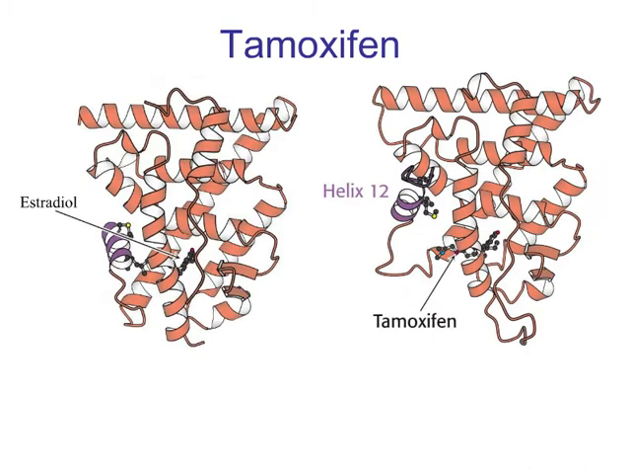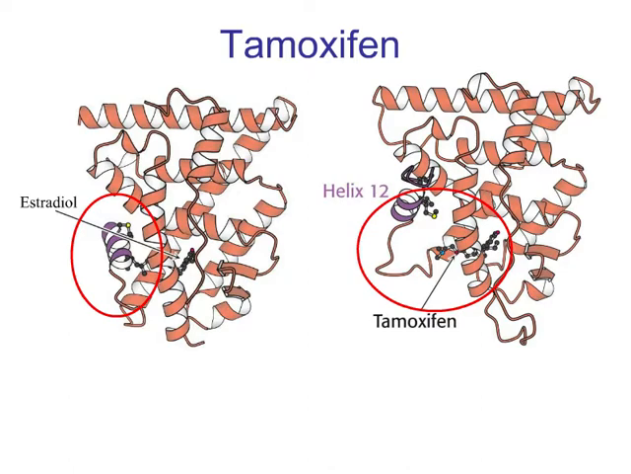Tamoxifen is an estrogen receptor antagonist used to treat some forms of breast cancers. Tamoxifen binds to the same ligand-binding domain of the estrogen receptor as estradiol. However, the tamoxifen-estrogen receptor conformation is different than the estradiol-estrogen receptor complex. Although the tamoxifen-estrogen receptor complex is capable of binding to the estrogen response elements in estrogen-dependent genes, the tamoxifen-estrogen receptor complex is incapable of recruiting the coactivator proteins necessary to stimulate gene transcription.